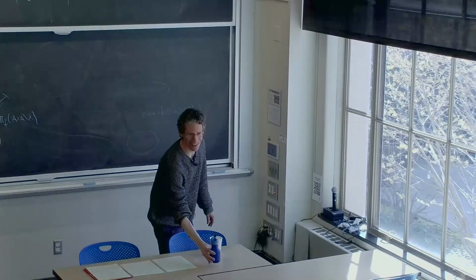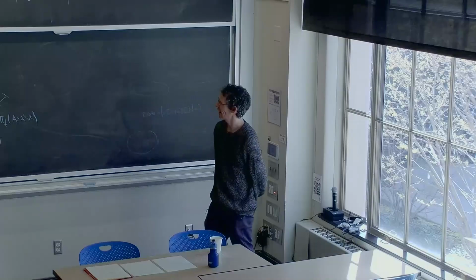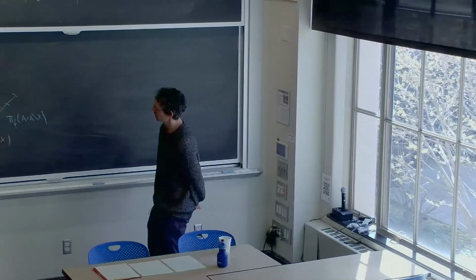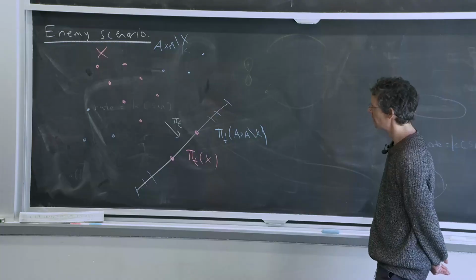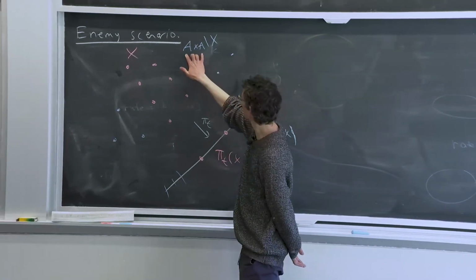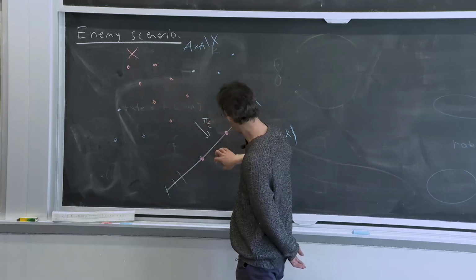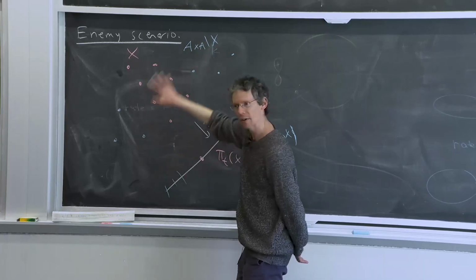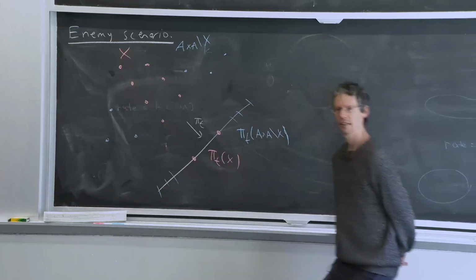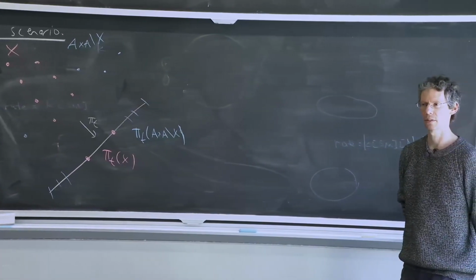OK, so that's where we left off before vacation. And now what I'd like everyone to do is to try to think of an example where this happens. Does this ever actually happen, that inside of A cross A, you have a large subset X, and the projection of X is small, even though the projection of A cross A is big? Can you think of an example where that actually happens?